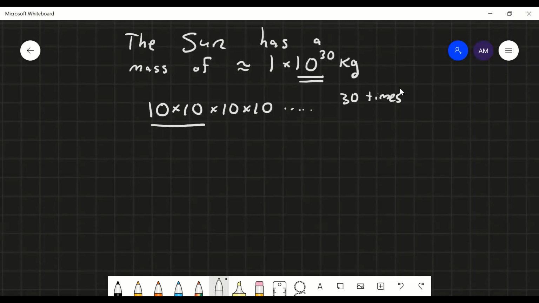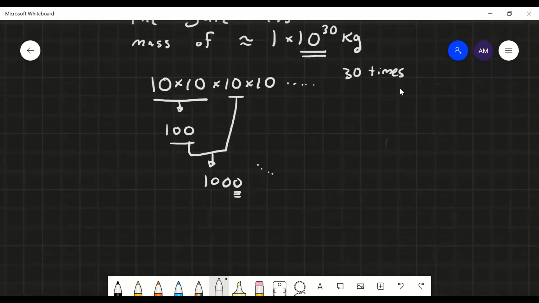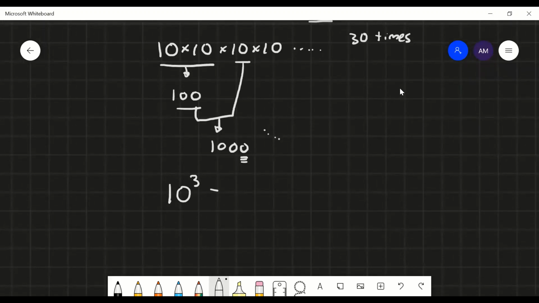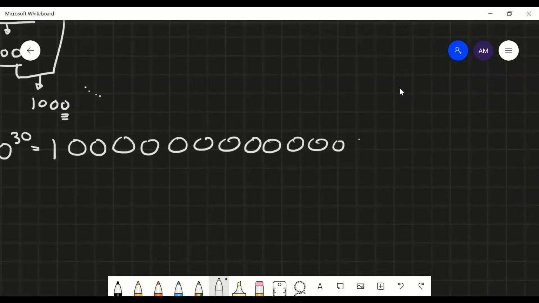So let's look at this. 10 times 10 is 100. 100 times 10 would be 1,000, and so on. It seems every time I multiply by 10, I'm adding another 0 to our digit. So 10 to the power of 30 would just be 1 and then 30 zeros. I can't even write all of this. It's not going to fit on the screen.